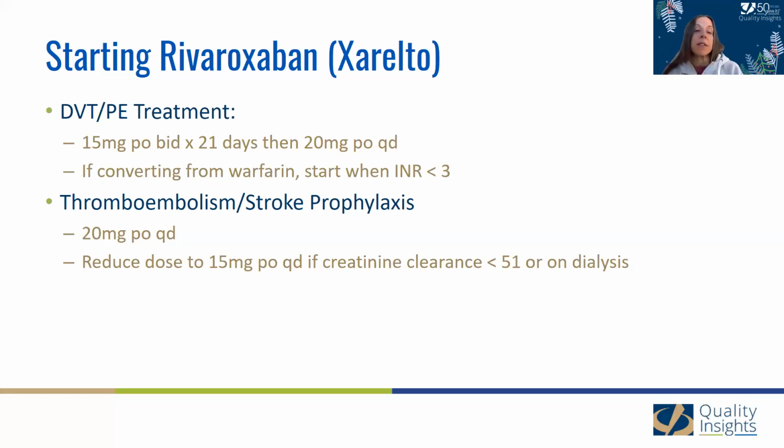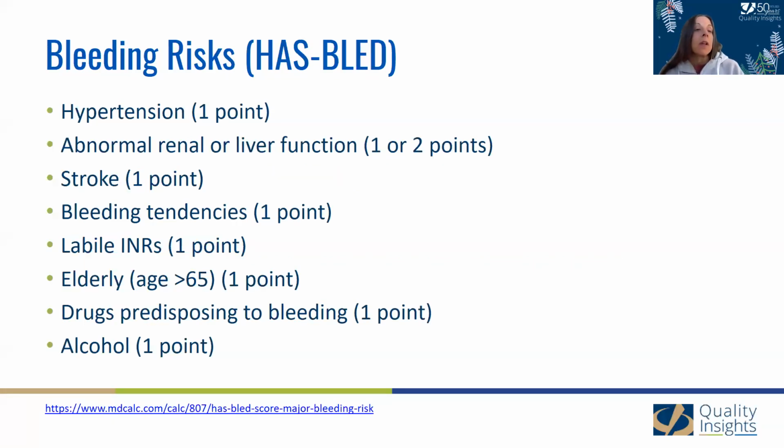Stroke prophylaxis, for an individual who has AFib, is 20 milligrams daily. If they are on dialysis or their creatinine clearance is less than 51, you want to reduce the dose to 15 milligrams daily. So bleeding risks, I'm going to talk about a little bit.